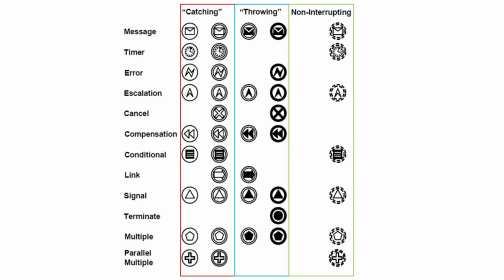So here you can see all BPMN events that exist: our start events, end events, and intermediate events. Here in the red box, you can see the catching events that we have, in blue the throwing ones, and in green the non-interrupting. So what does this actually mean? The catching ones are events which means we are receiving something or we are catching something. So let's go one by one so we can understand each of them.